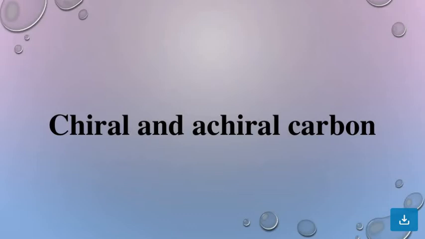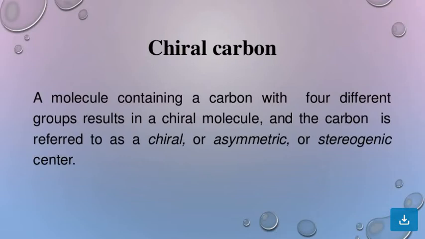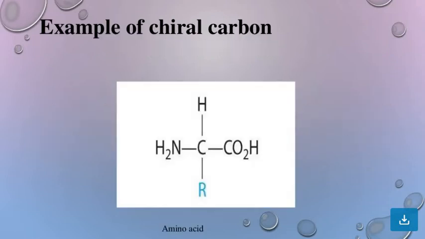Now the important terms, chiral and achiral carbon. What is a chiral carbon? A molecule containing a carbon with 4 different groups results in a chiral molecule, and the carbon is referred to as a chiral or asymmetric or stereogenic center. What does it mean? Look at here. This carbon is surrounded by 4 different groups like hydrogen, NH2, COOH, carboxylate, and R. This is an example of an amino acid, and this carbon is the chiral carbon.